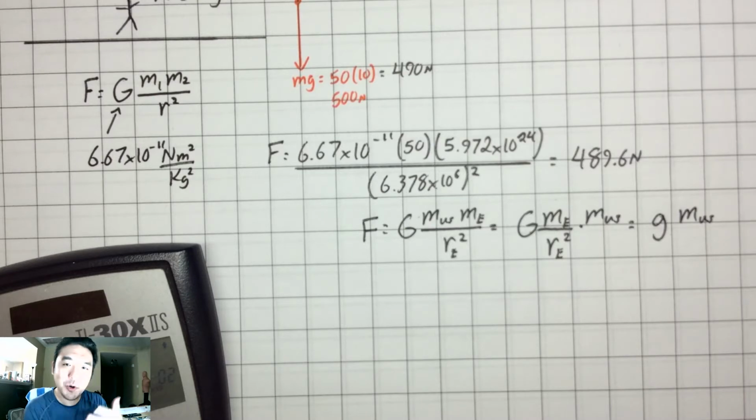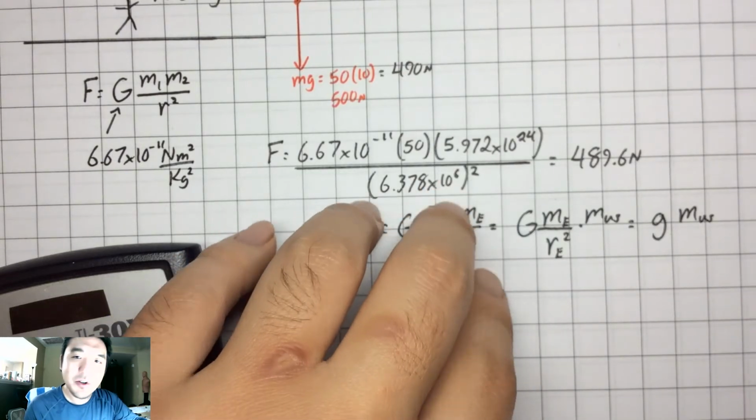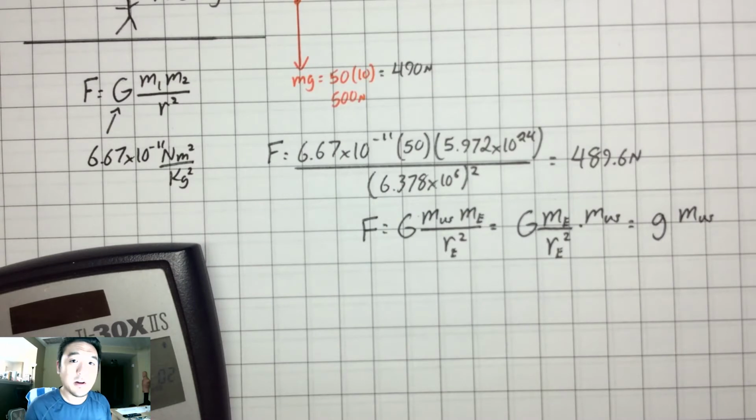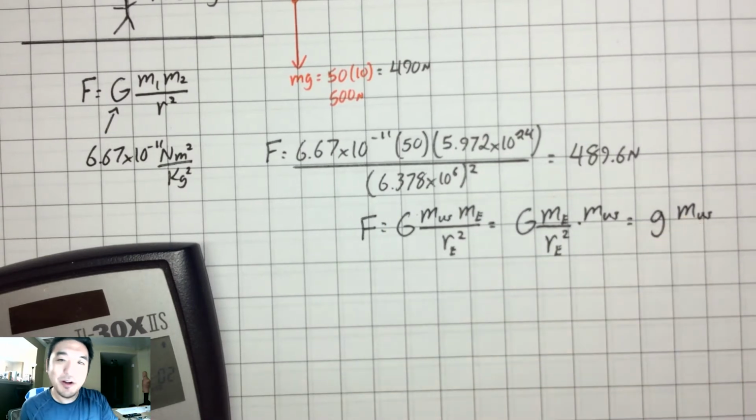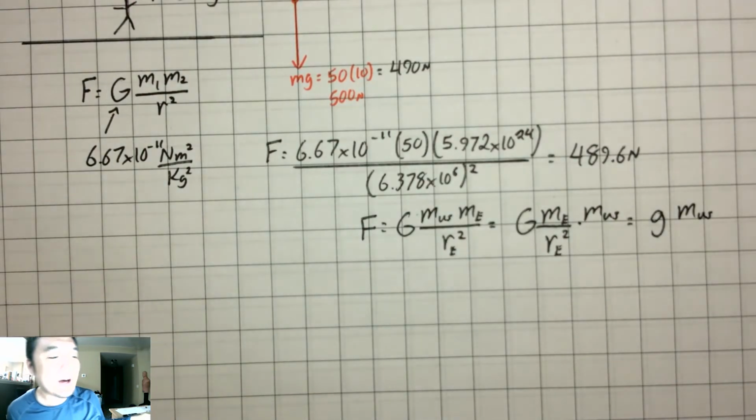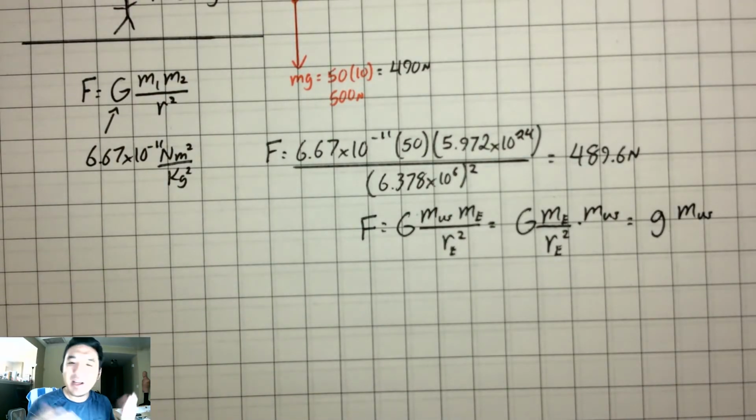So mg is a shortcut instead of using this equation all the time to figure out the force of gravity on an object. Okay, so this is only true if we're just on the surface of Earth. As we get farther away from it, or if we go to a different planet, then that g value is going to change. So that would be the attraction between any two objects. You can put any objects in there.